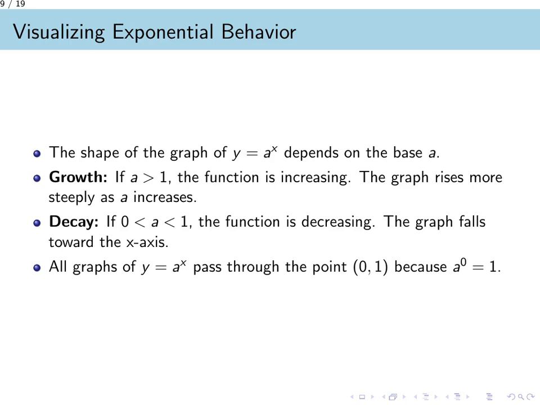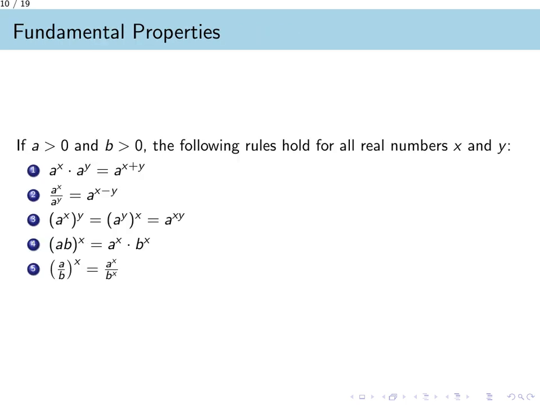Despite these opposite behaviors, all of these graphs share one crucial feature. They all pass through the point (0, 1), because any positive number raised to the power of 0 equals 1. Therefore, the base tells you whether the graph rises or falls, but the starting value on the y-axis is always the same. To work with exponential functions effectively, we rely on 5 fundamental properties that simplify expressions involving exponents.